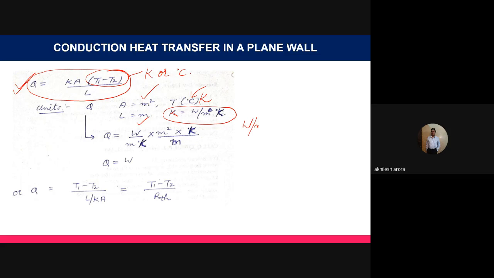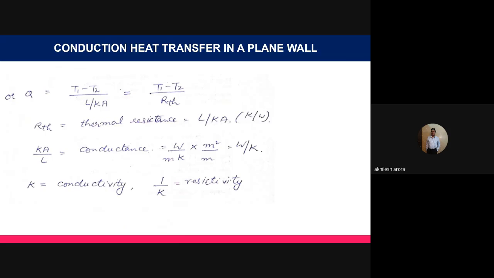And finally, from this particular equation, I can always write it as T1 minus T2 divided by L over kA. So now it becomes T1 minus T2 divided by R thermal. R thermal means resistance. Why I am saying it is resistance, I will let you know as we go further.